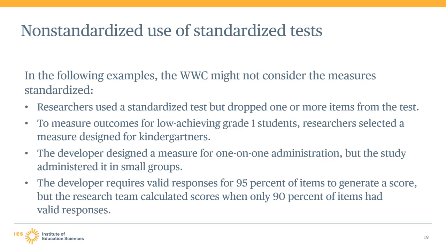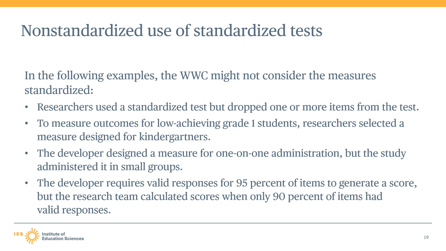For example, as discussed previously, if researchers use a standardized test but drop one or more items from the test to meet their unique needs, this would no longer be considered a standardized test that is assumed to be valid and reliable. Or, in our second example, let's say a researcher is studying low-achieving first-grade students. Because the students are low-achieving, the researcher decides to use a test designed for kindergartners.